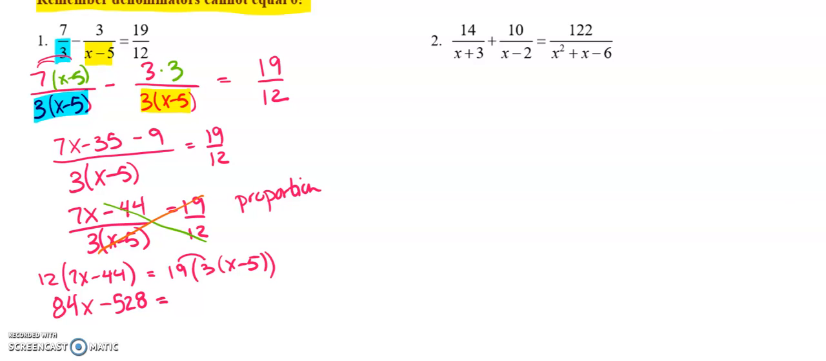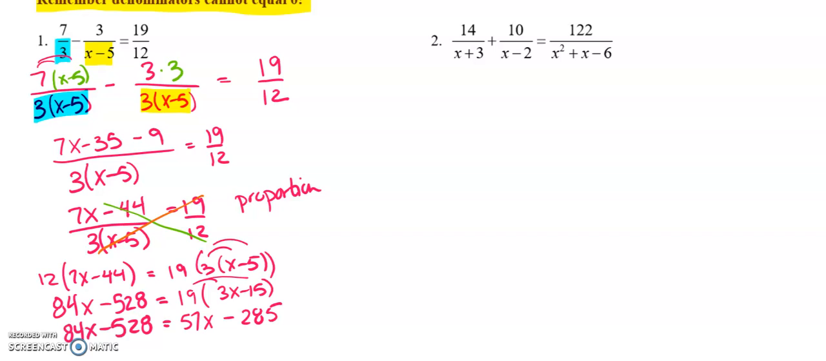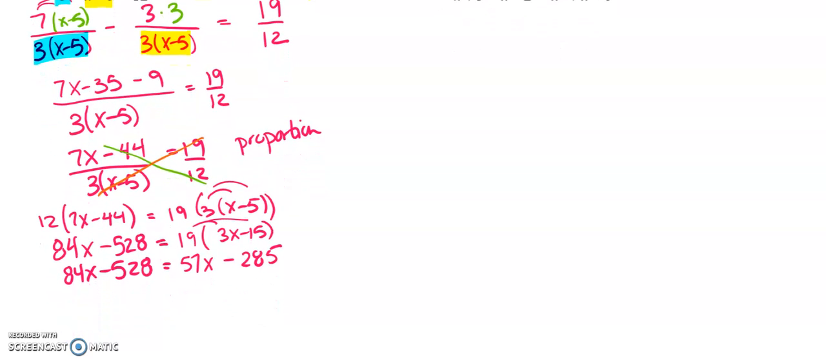Let's do it this way. Let's distribute the 3 times the x minus 5 first. So we'll have 19 times 3x minus 15. Just rewriting that left side equals, now we can distribute that 19. 19 times 3 is 57x minus 19 times negative 15 is minus 285. Now let's clean up our equations here.